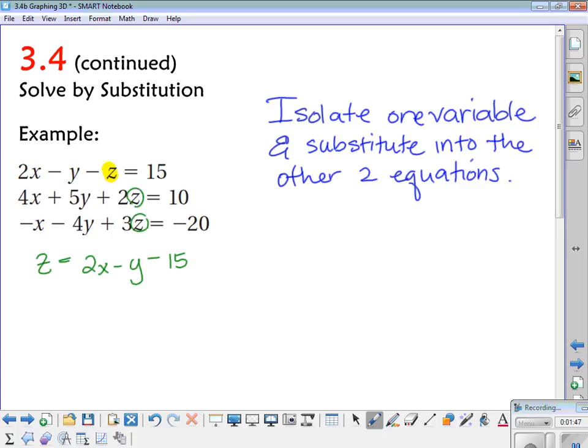So solving by substitution with a 3x3 system can be a little bit cumbersome. Personally, I think elimination is usually easier, but there may be times when substitution is easier if I've already got something isolated.